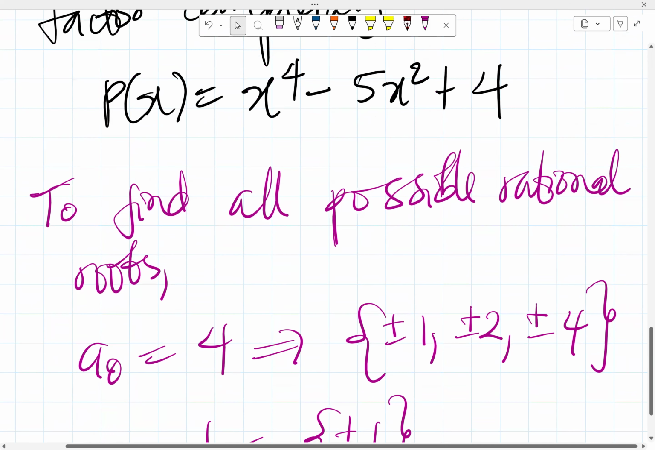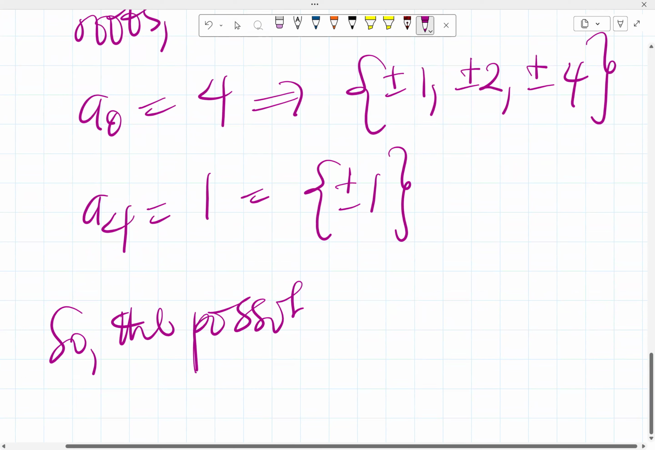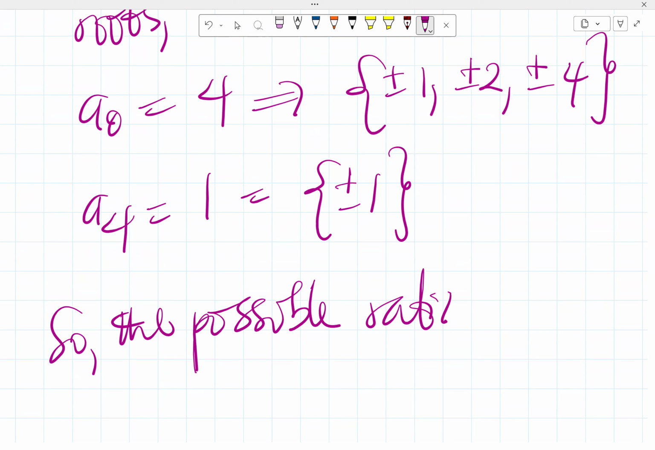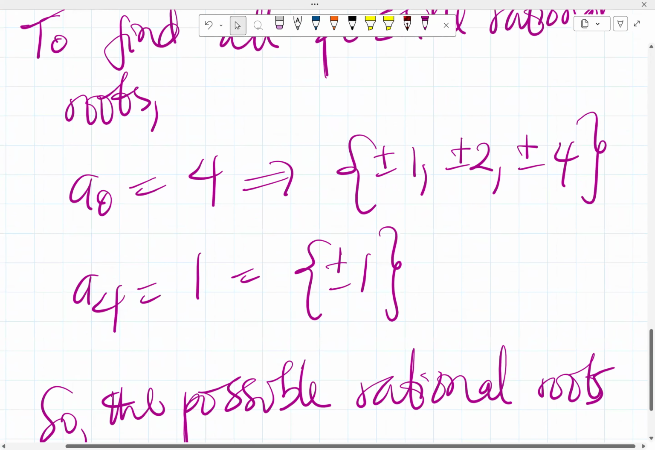So the possible rational roots are, if you divide all through, just 1, 2, and 4. That's all.